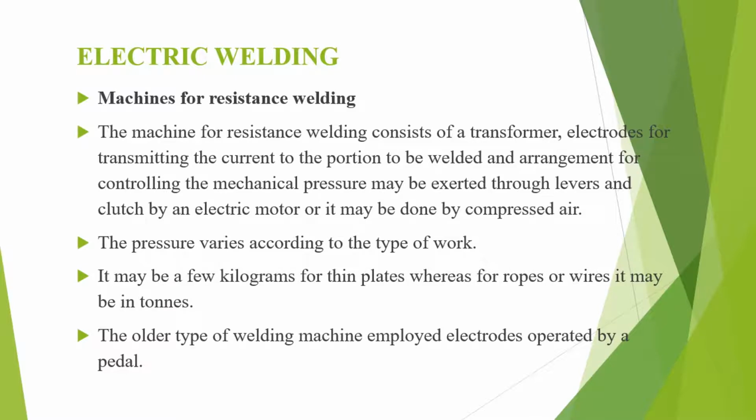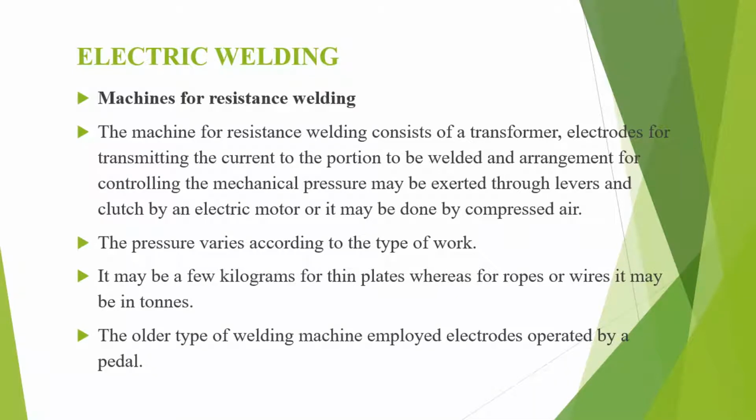Next topic, machines used for resistance welding. The machine for resistance welding consists of a transformer, electrodes for transmitting the current to the portion to be welded, and an arrangement for controlling the mechanical pressure, which may be exerted through levers and clutch by an electric motor, or by compressed air. The pressure varies according to the type of work. It may be a few kilograms for thin plates, whereas for ropes or wires it may be in tons.